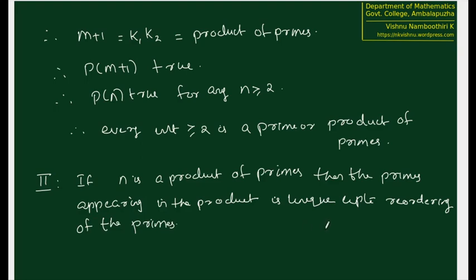That is, for example, suppose that we consider 12. We know that 12 is equal to 2 into 2 into 3. But 12 we can again write as 2 into 3 into 2. But here the primes appearing in both these are the same, and each prime is appearing in both these representations the same number of times. That is what's meant by saying that the primes appearing in the product is unique up to reordering of the primes. Okay.